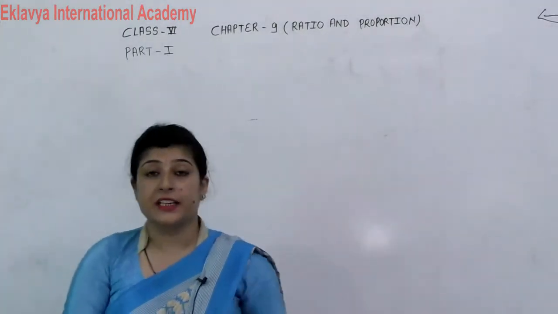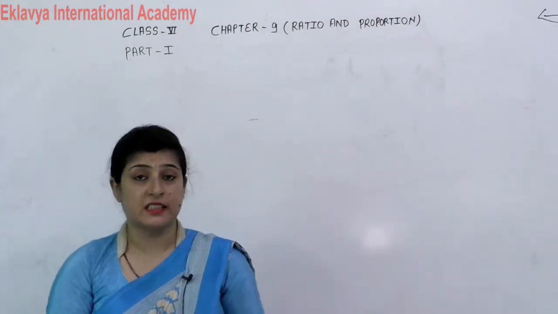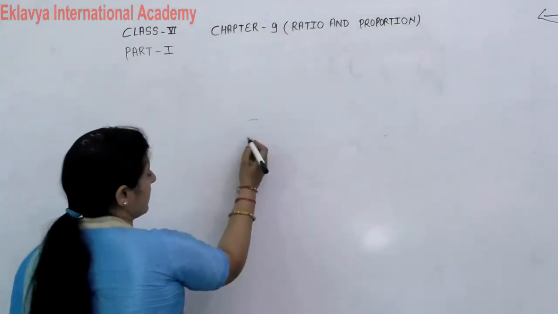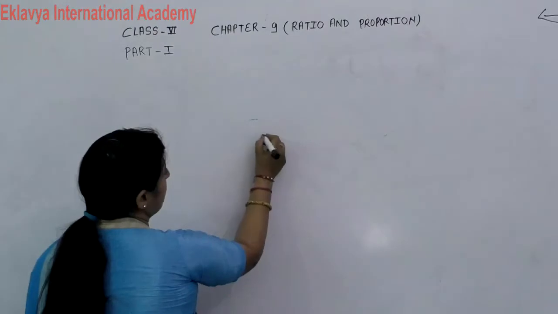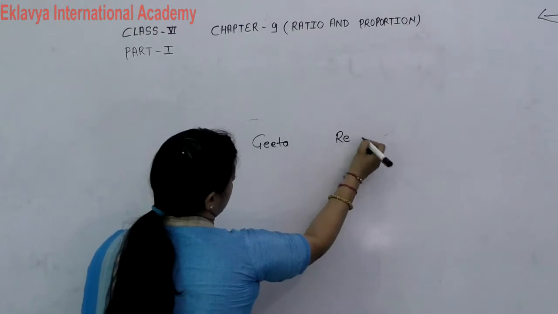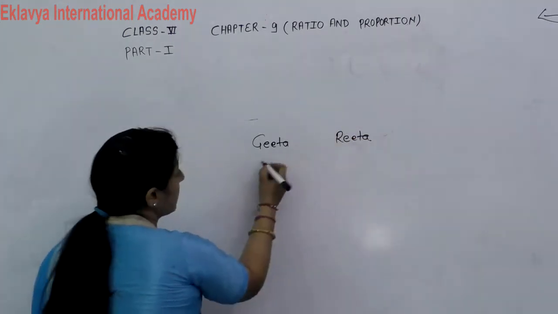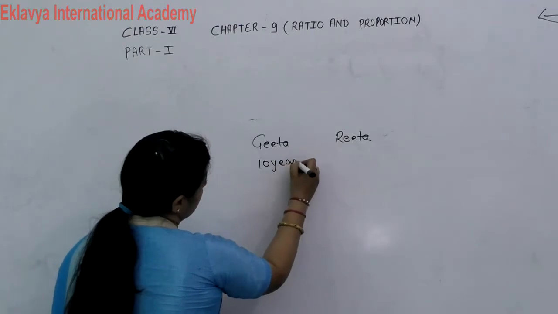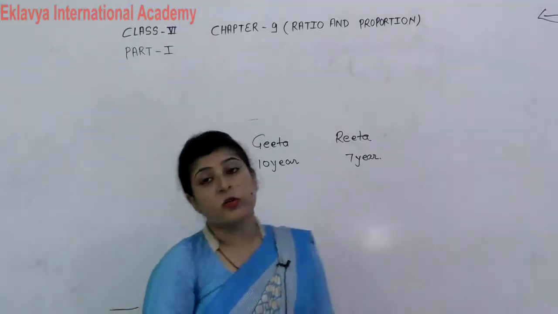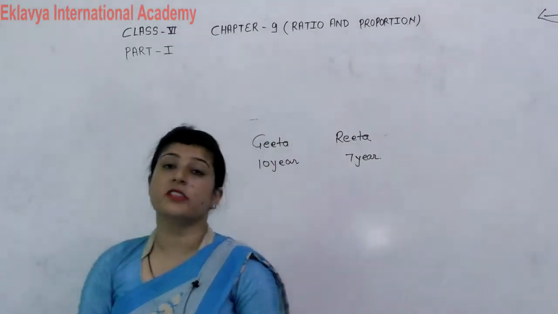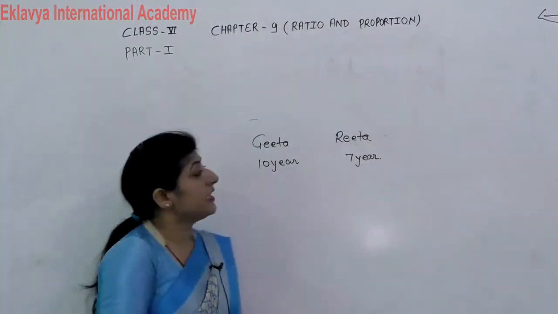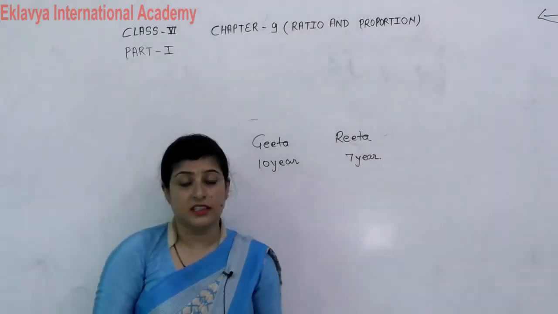In our daily life we use some types of sentences, some types of comparison. Suppose Geeta and Rita are two sisters. Geeta is 10 years old, Rita is 7 years old. If we want to compare the ages of these two sisters, then we can say that Geeta is 3 years elder than Rita. Yes or no?